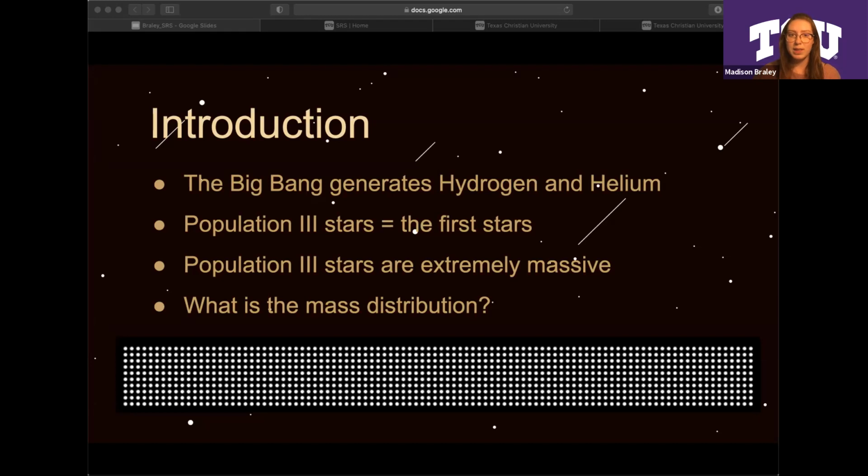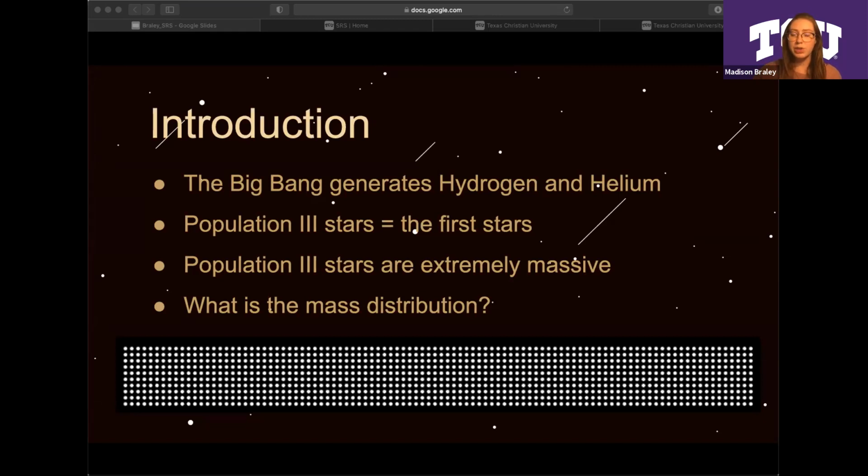As a result, we think that population 3 stars ended up getting extremely massive, sometimes over 1,000 times the mass of our own sun. To visualize that, you can think about one of the dots on the screen as the mass of the sun and all of them as the hypothetical mass of just one population 3 star.